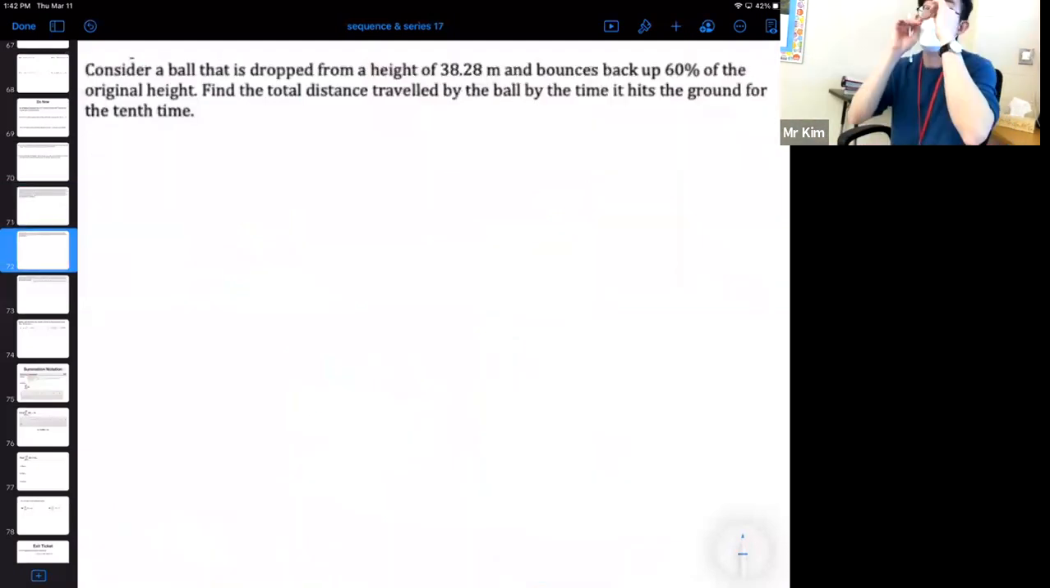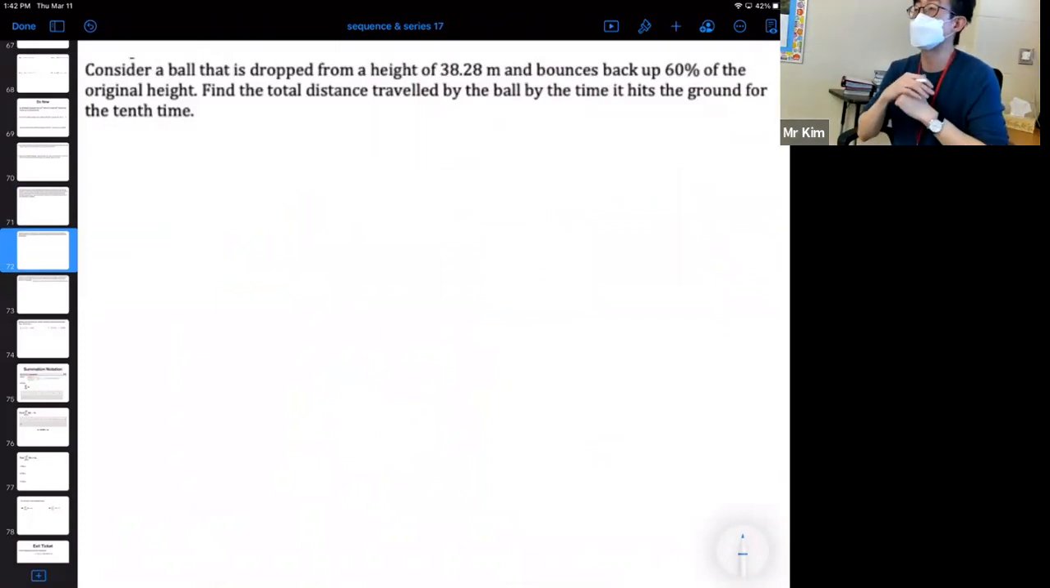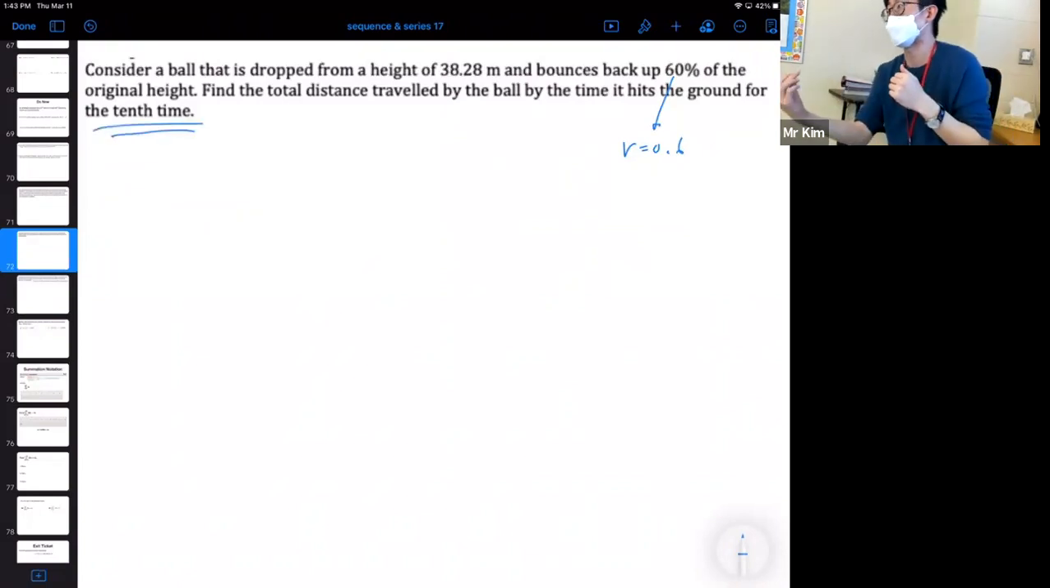And I really like this question, but I also at the same time, I did not prepare you for this. Okay. So consider the ball that is dropped from a height of 38.28 meters and bounces back up to 60% of the original height. Okay, so that's common ratio of 0.6. I hope everyone could recognize that. And find the total distance traveled by the ball by the time it hits the ground for the 10th time.